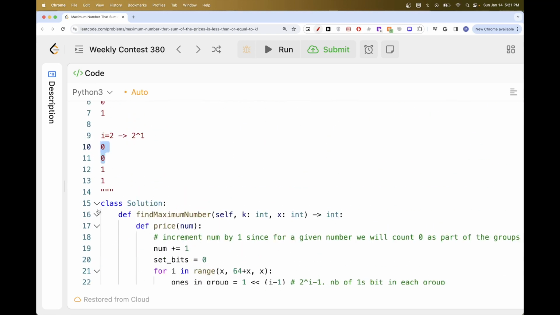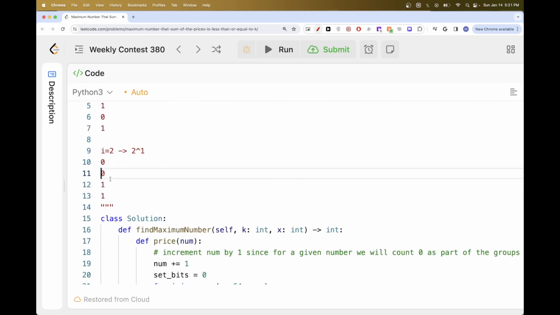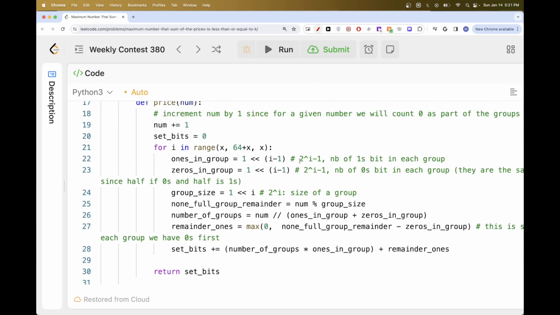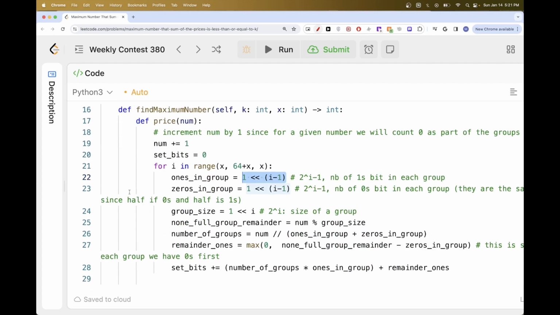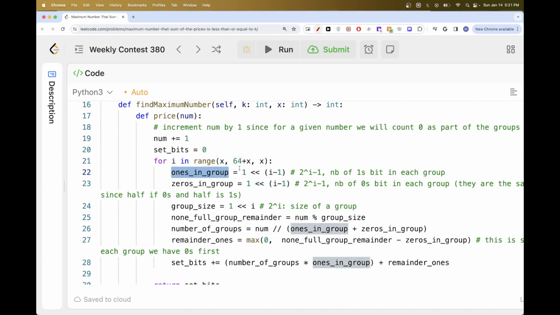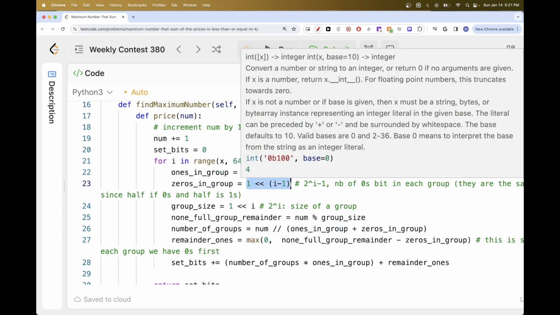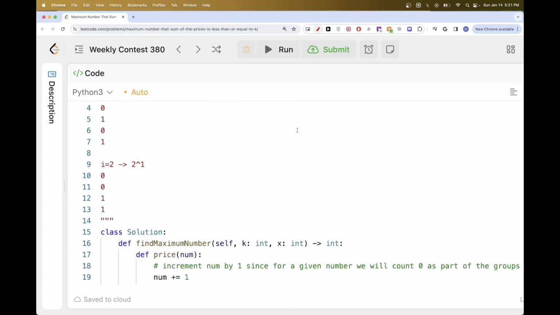And this pattern applies to all of them. And so the number of ones in each of these groups, if you take a look, is just 2 to the power of i minus 1. And in binary, we can calculate it like this. Now, we know that in each group, we have an equal number of zeros and ones. And so the number of ones is the same as the number of zeros. And so we just do the same calculation, 2 to the power of i minus 1 for each. Okay?